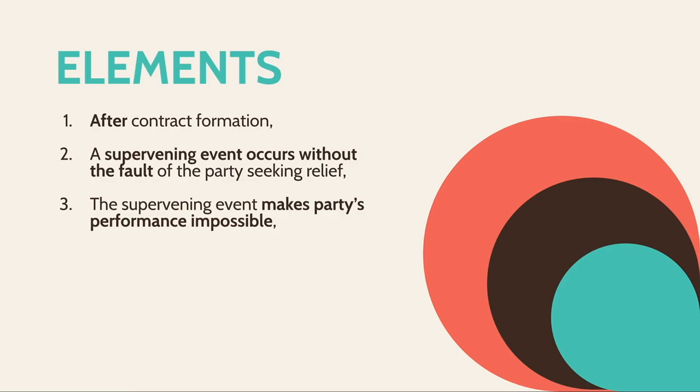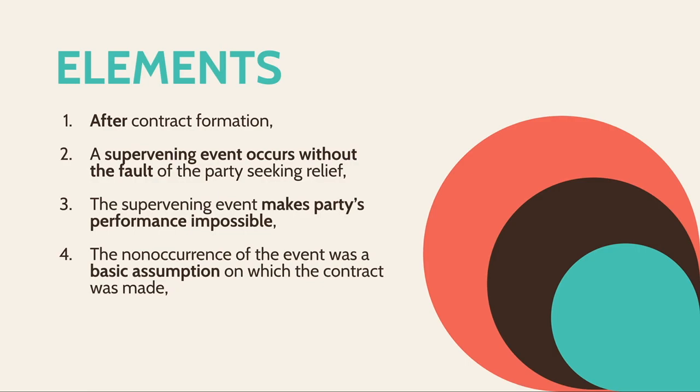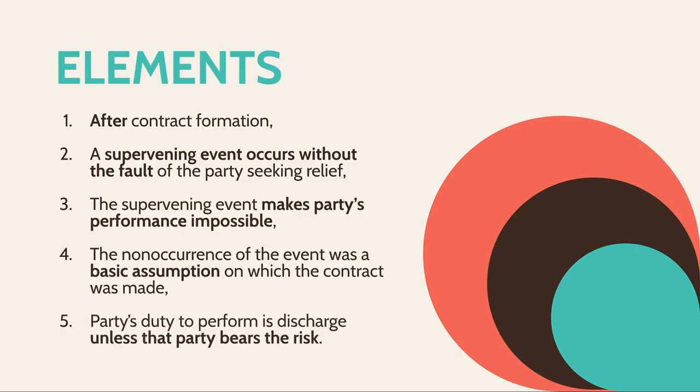Third, the supervening event makes the party's performance impossible. That's the element that's going to change depending on which defense we're talking about. Starting with impossibility, it will have to make performance impossible, and we'll talk about what that means. Fourth, the non-occurrence of the event must be a basic assumption on which the contract was made. And finally, a party's duty to perform is discharged unless that party bears the risk. That's a similar exception to what we talked about under mistake, where if the party bears the risk of mistake, they cannot assert the defense of mistake. Similarly here, if the party bears the risk, they can't assert whatever changed circumstance defense we may have in front of us.